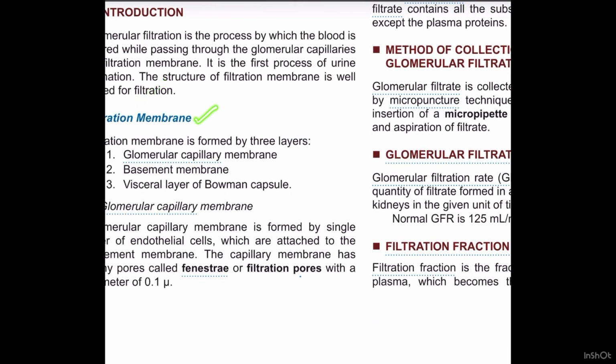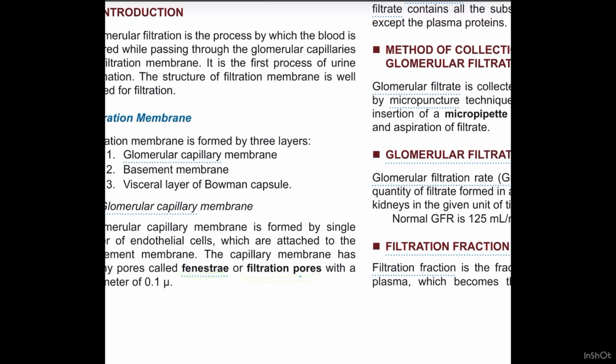Now the filtration membrane. The filtration membrane consists of 3 layers. Okay, the 3 layers will be present here. That is the glomerular capillary membrane, the basement membrane, and the visceral layer or inner layer of the Bowman's capsule. The glomerular capillary membrane is formed by a single layer of endothelial cells. We can consider them simple squamous epithelial cells which are attached to the basement membrane, and the capillary membrane has many pores called fenestra. That is, the capillary membrane has pores, which are the fenestra or filtration pores.